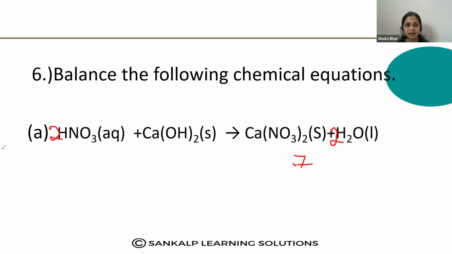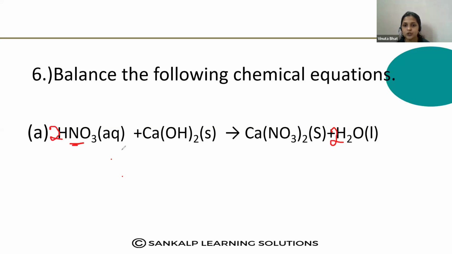Now oxygen is balanced. Look here and check whether oxygen is balanced. Oxygen is 6. Here there are 2, right? Here 2 oxygen atoms, 6 oxygen atoms. Total oxygen is balanced. Let us check the remaining.